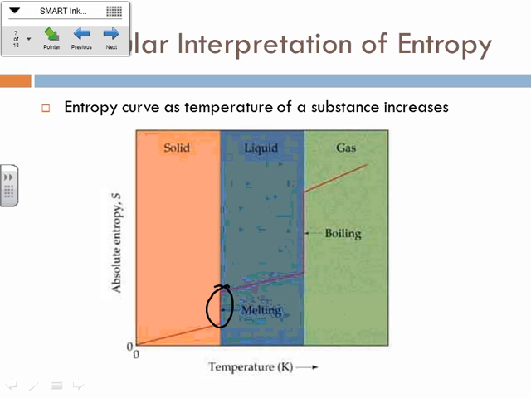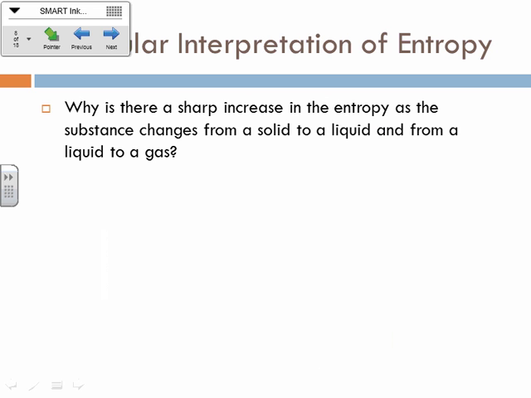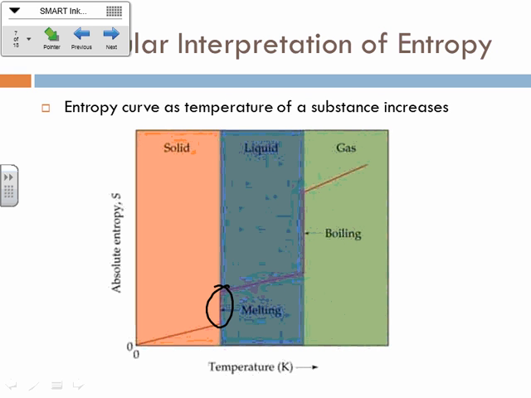So is there a question on your... Yeah. Why is there a sharp increase in entropy as the substance goes from a solid to a liquid and a liquid to a gas? Why is it that there's this huge jump in entropy right at that point?